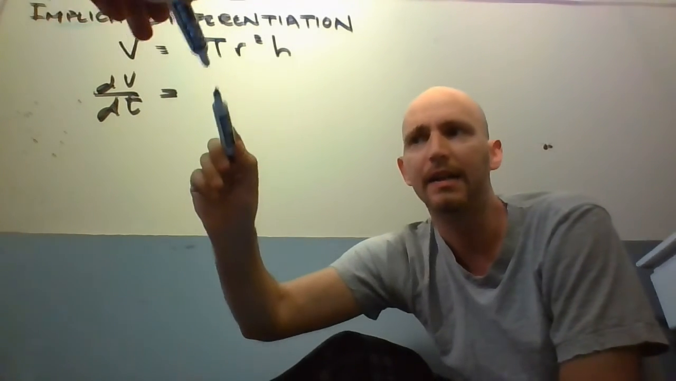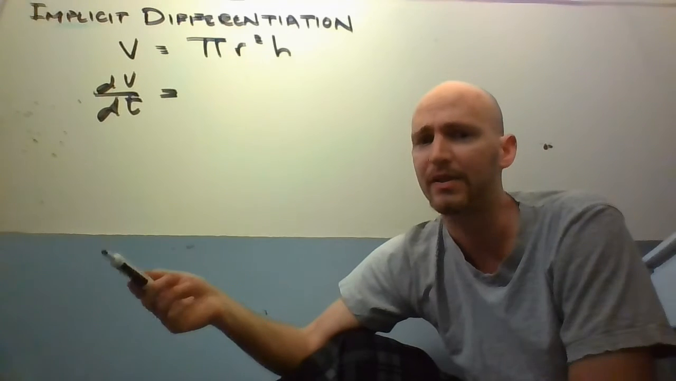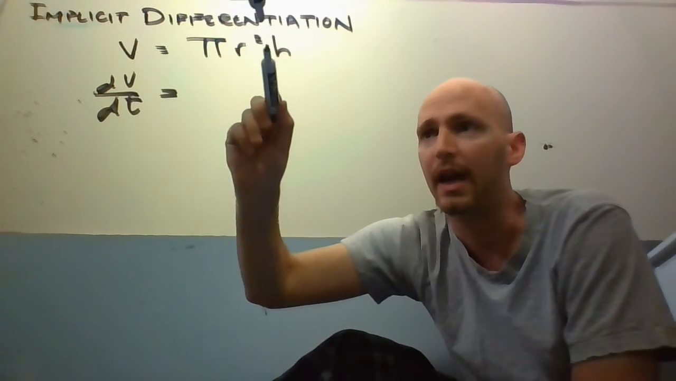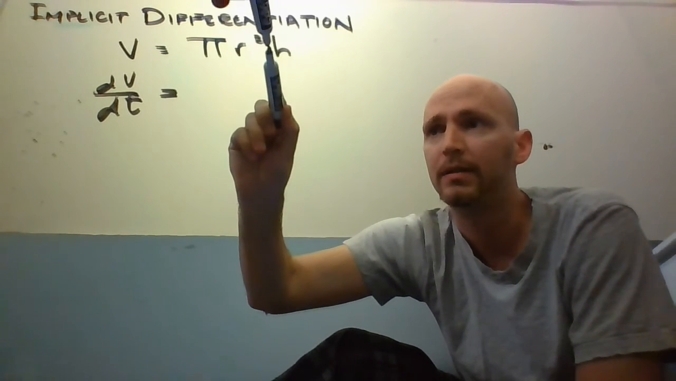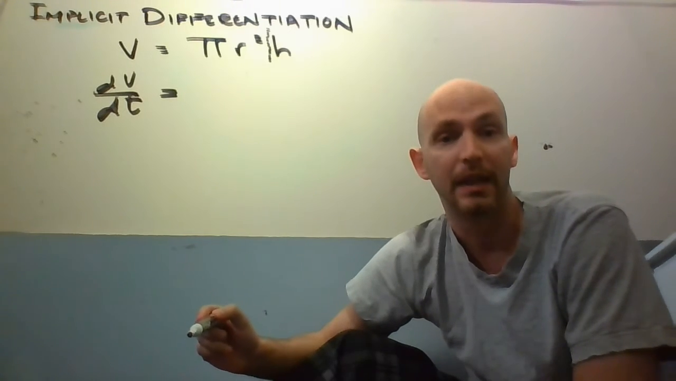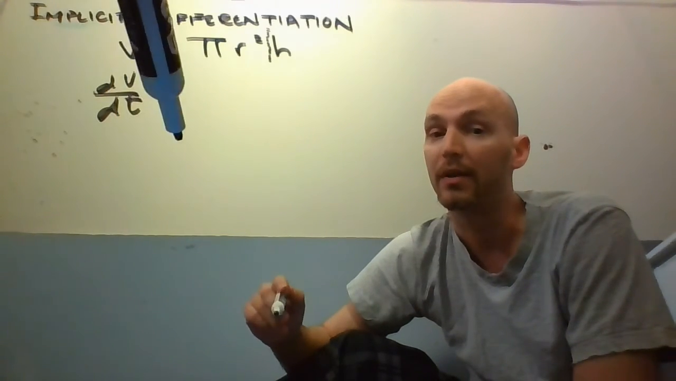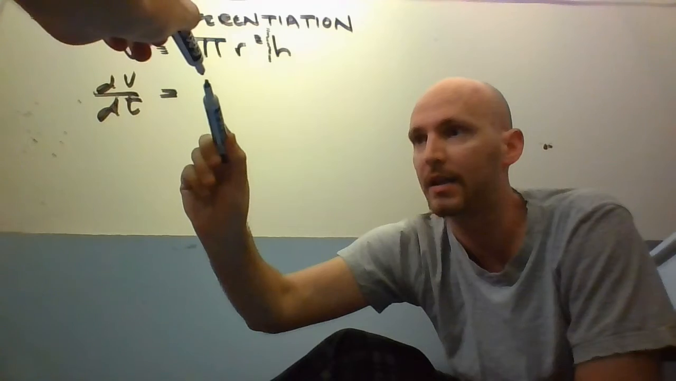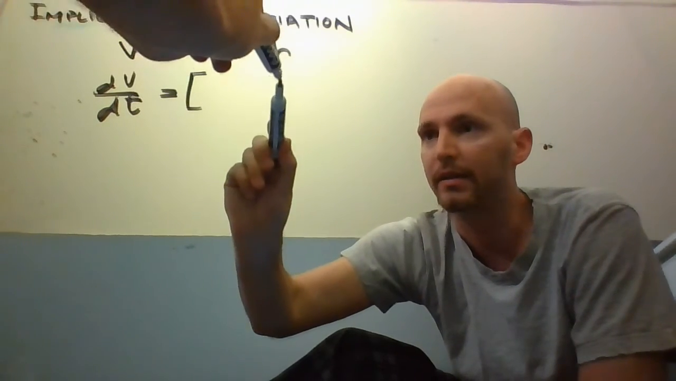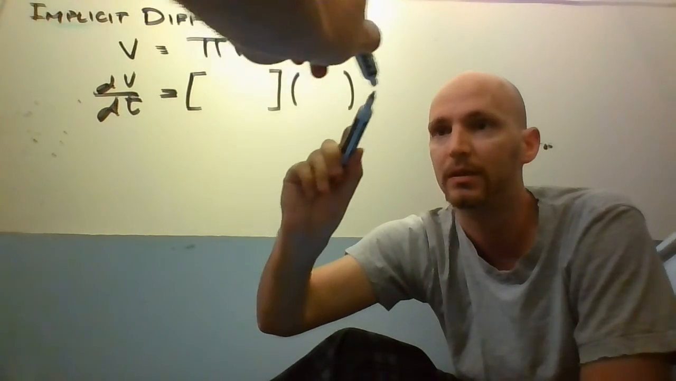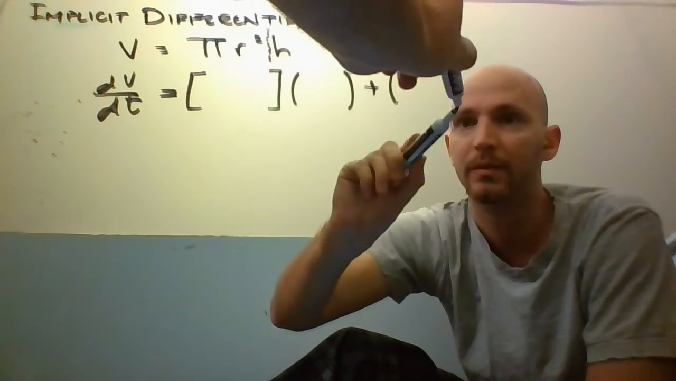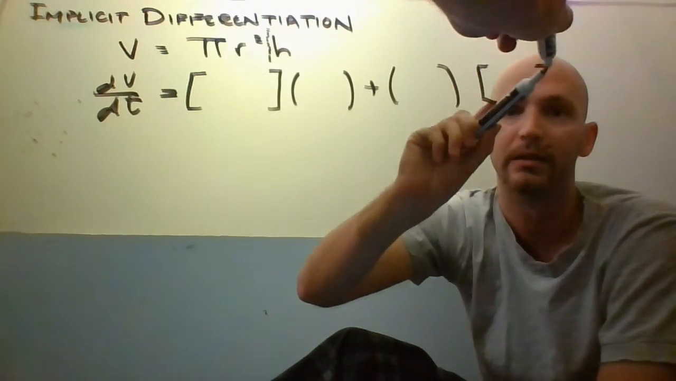Now, pi is just a constant. So pi is just kicking around. But I have a thing times a thing. So I'm going to have to use product rule in order to do that. So I'm going to set up my little boxes for product rule. Hopefully I have enough room without my fat head getting in the way.